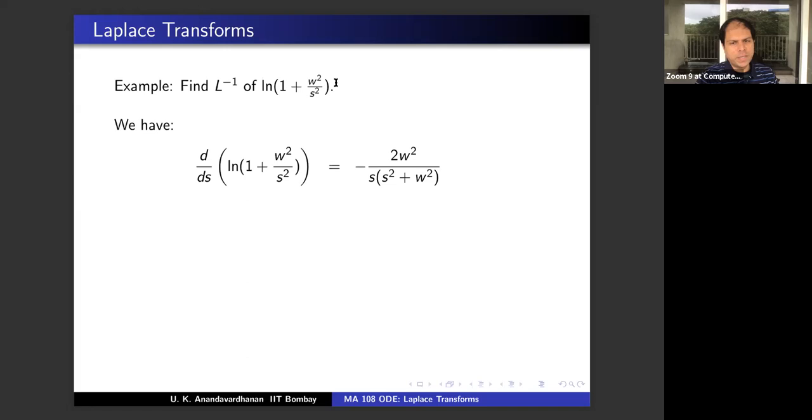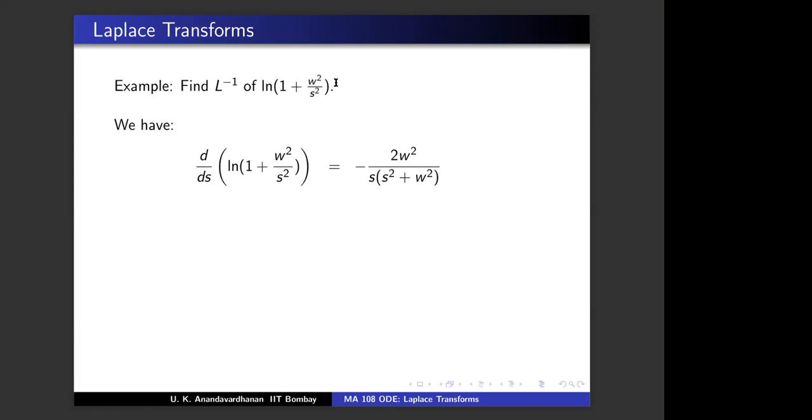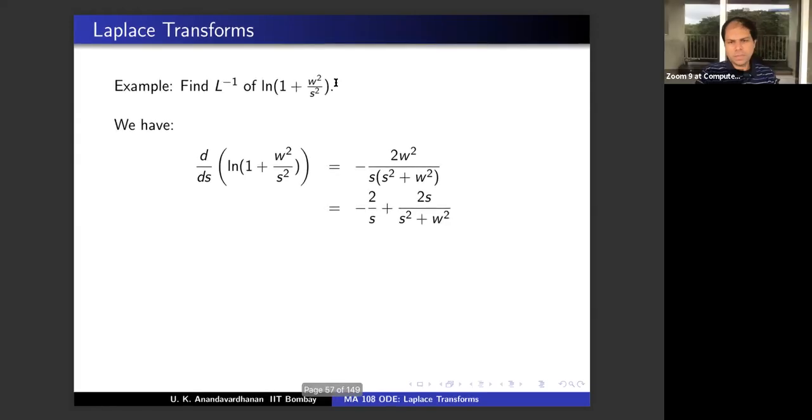You can do it in two ways. One, 1 by s² plus w², get that and integrate that in order to divide by s. That is one way. Another way is partial fractions. So let's do partial fractions. Is this correct? This looks correct, no?